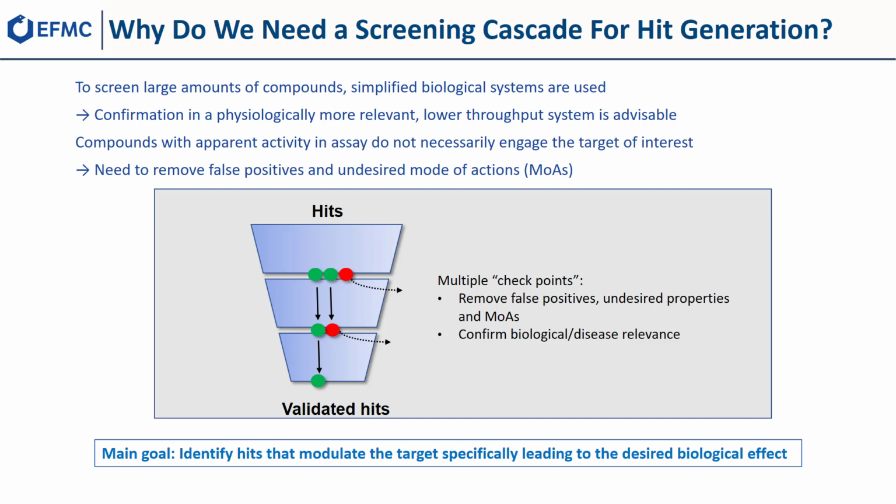So in a way, we want to have a cascade that is looking like something in the picture here, where we have multiple checkpoints. And at each step, the hits are tested. And we discard the ones in red that are either false positives, have undesired properties or MOAs, or that don't work in biological or disease-relevant assays. Each step will then only retain the interesting compounds, and at the end, we will have our validated hits.